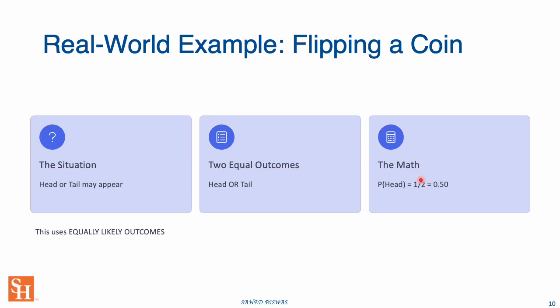If you flip a coin, how many possible outcomes are there? There are two possible outcomes, right? Head or tail. So we'll divide the favorable outcomes by the total number of outcomes. In that case, the favorable outcomes are just one, and the total number of outcomes is two, head or tail. Therefore that gives us probability 0.5. That means if you flip a coin, there is a 50% chance that head will appear, right?